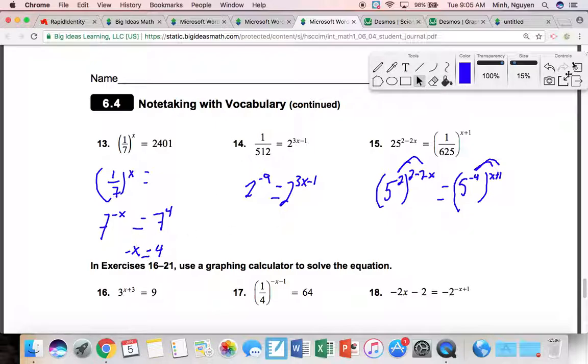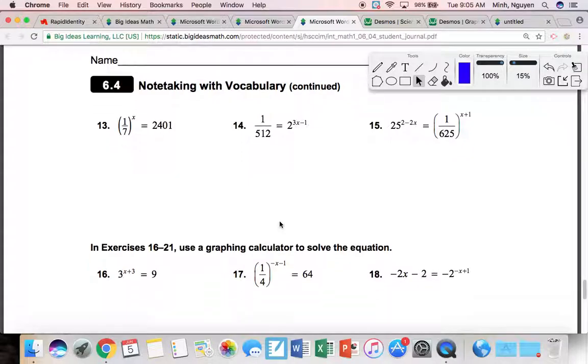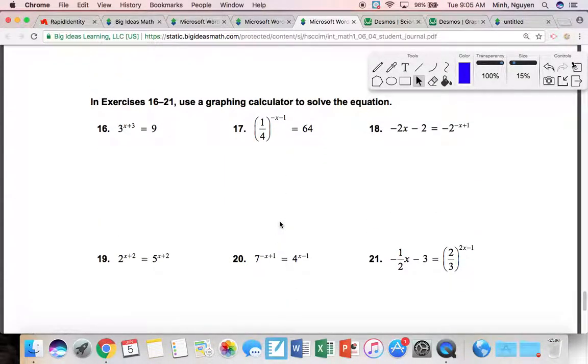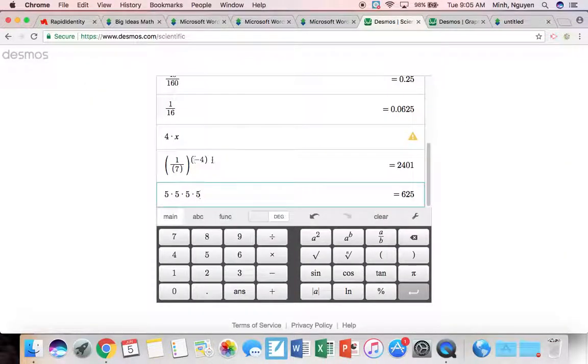Again, you're just setting them equal to each other once the base is the same, so that's important. Use a graphing calculator to solve the equation. Okay, I think I'm just going to do one of these for you just to remind you what it looks like. So 3 to the x plus 3.